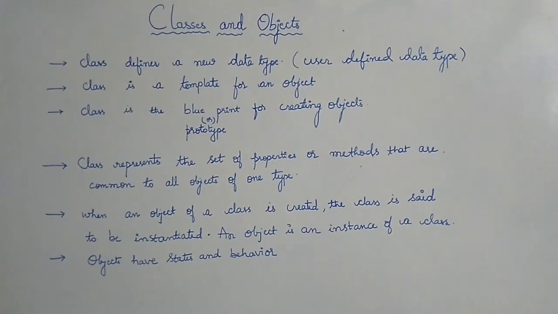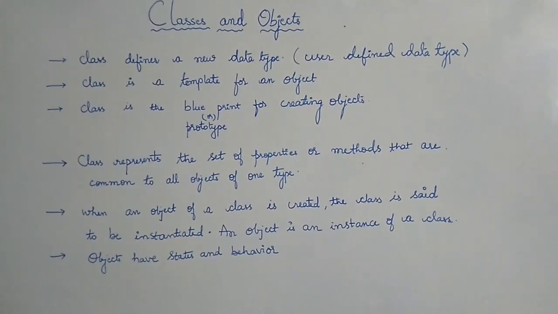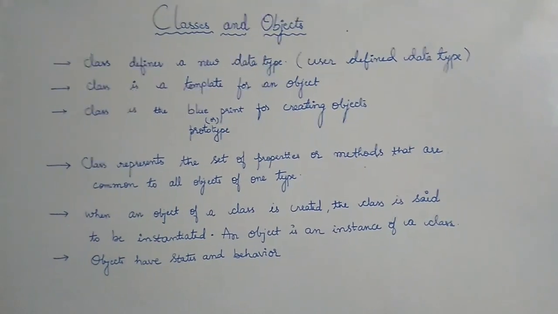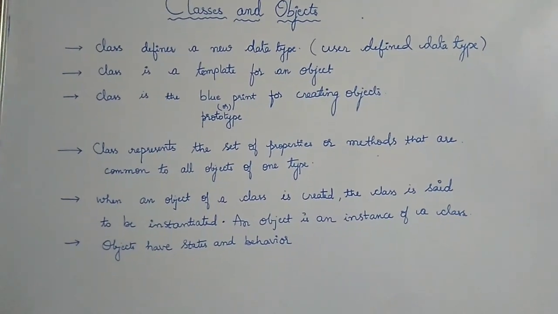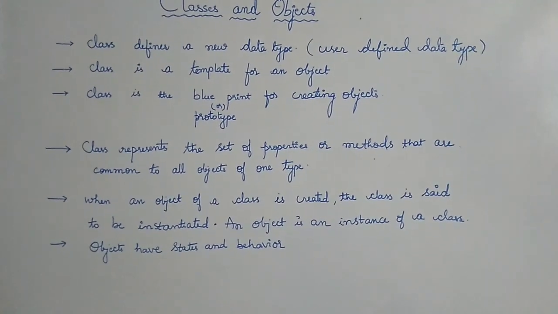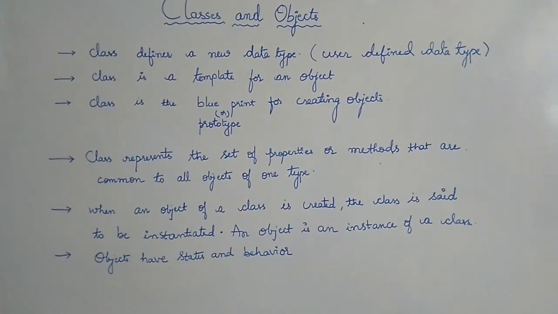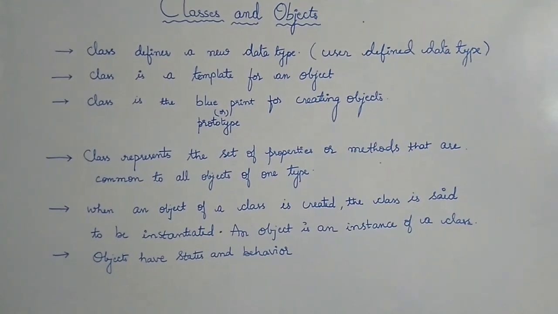Anything that we see in the world is a real world object and we can program that into Java. And there is another definition here. Class represents the set of properties or methods that are common to all objects of one type.